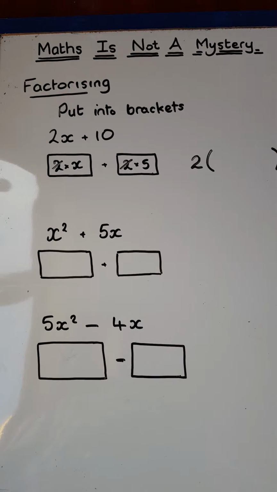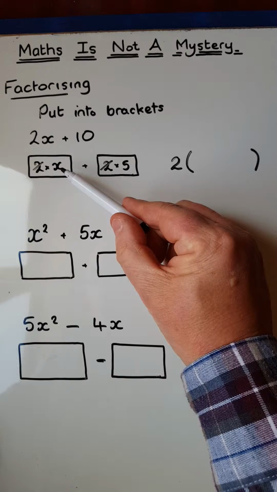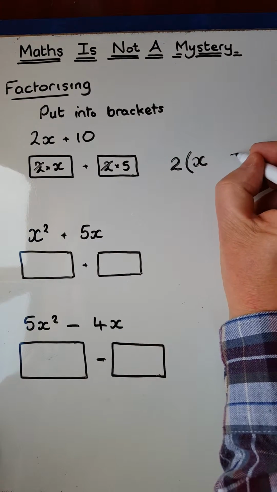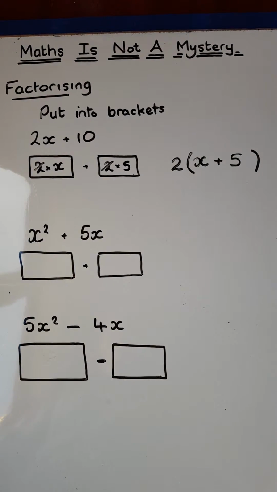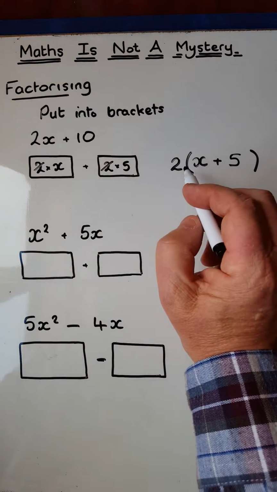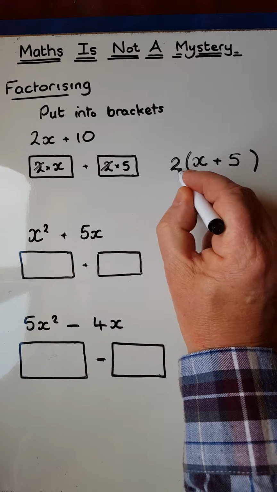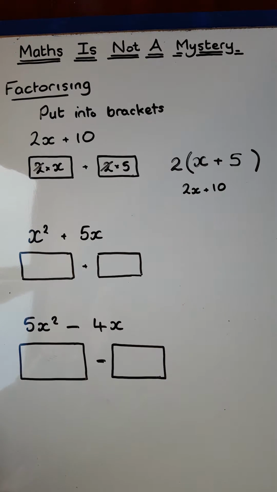Now on the inside of the bracket, I'm left with what's in the box now. I've got an x and I've got a 5. And between the two of them is a plus. And that's it. I've factorised 2x plus 10 and made it become 2 times x plus 5. If you expand that bracket again, just to double check it, 2 lots of x makes 2x, 2 lots of 5 makes 10. Back to where we started.